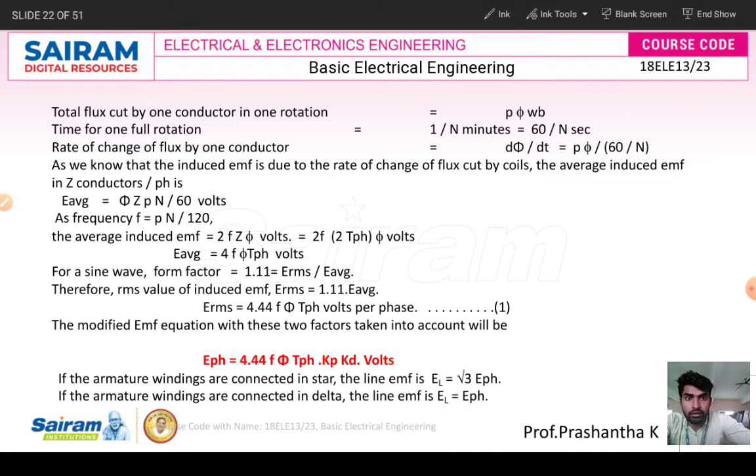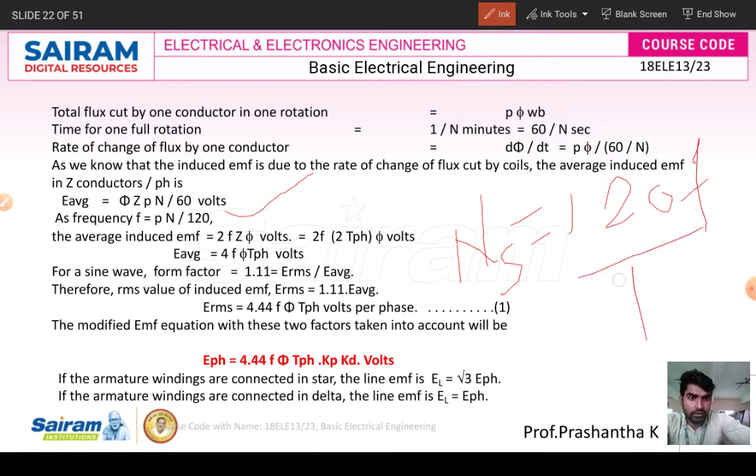So for the synchronous speed, Ns is equal to what? Already I told you, right? Ns is equal to 120 f by p. So f is equal to p into Ns divided by 120, right?